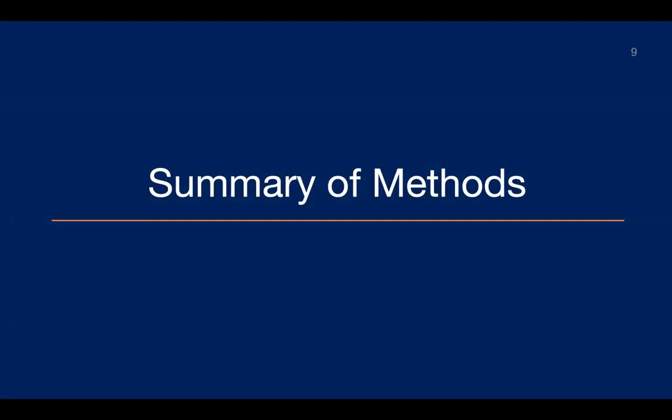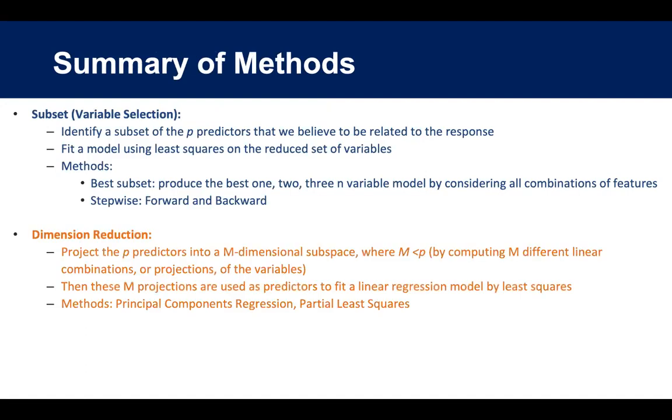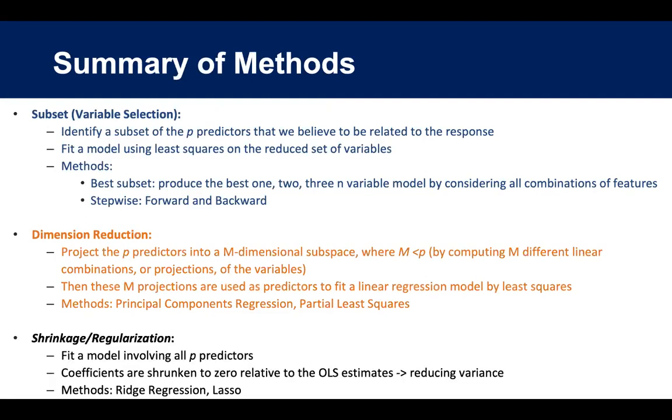So just going through the summary of methods here, I mentioned subset selection or variable selection, dimension reduction, which would include principal components regression and partial least squares. Then finally, shrinkage or regularization, which we're covering today. So the general process there is we'll fit the model using all the independent variables, and then the coefficients are shrunken toward 0 relative to the ordinary least squares estimates, thereby reducing the variance. The two methods there are ridge regression and the lasso.